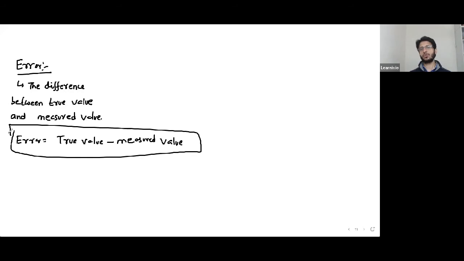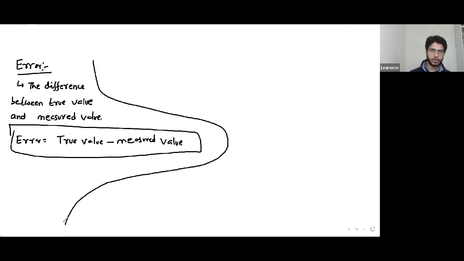Once you have calculated error, you can do statistics with the error. You must have studied stats in your class 10th: mean, median, mode. So we'll basically do stats with the error. We calculate error, then mean of error, then mode of error, and these things. Okay, now we will do types of error.